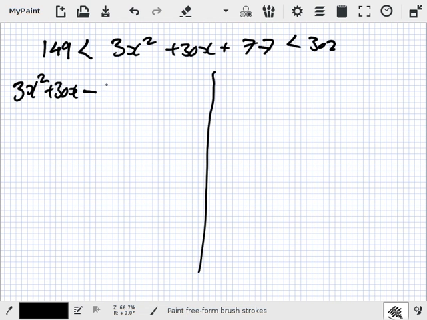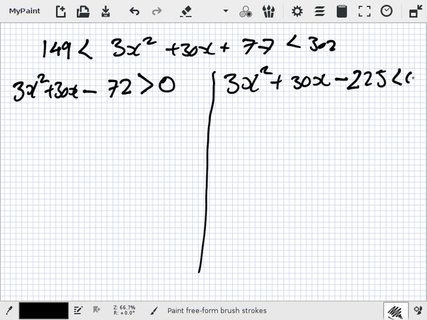Thank you. 23 plus 49 minus 72, bigger than 0. And then 3x squared plus 30x, 77 minus 302 is minus 225, less than 0. Can I divide by 3? Yeah. x squared plus 10x minus 24 more than 0.